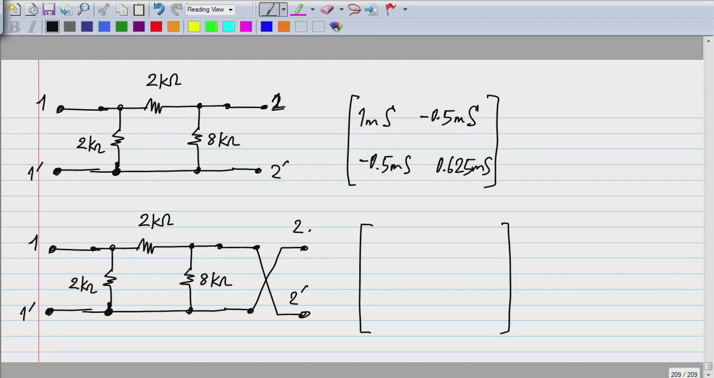We have 4 y parameters, y11, y12, y21, y22. Now I have the same circuit but I cross these wires. So this is a new circuit but I have taken the old circuit and modified it slightly. So what will be the y parameters of this?